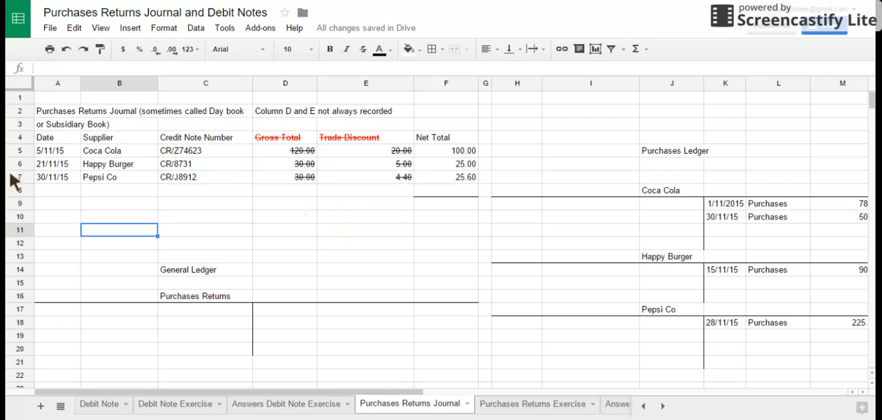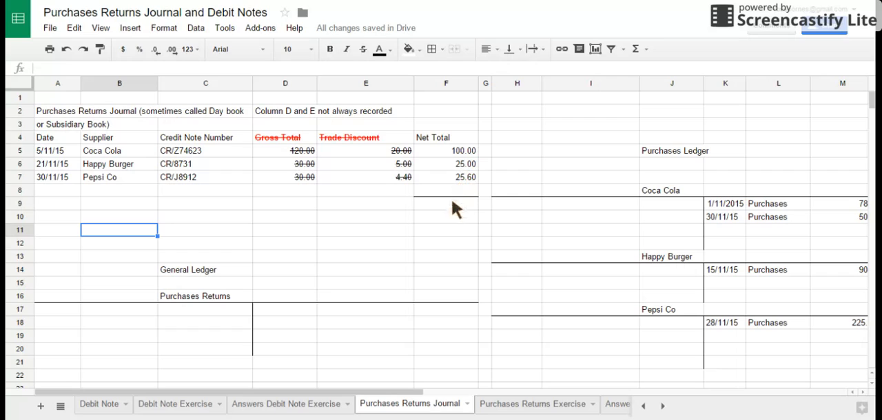In the daybook itself, you'll always see a date, you'll always see who the supplier was. You'll normally see a credit note number because it will get put into the books when it's agreed by the supplier that those goods have been received and you are not going to have to pay for them. There may be a gross total, there may be the trade discount, but not always. The net total will always be recorded, and that's the actual amount of money that you've claimed back from your suppliers. So this business will be claiming back $100 from Coca-Cola, $25 from Happy Burger, and $25.60 from Pepsi Cola.